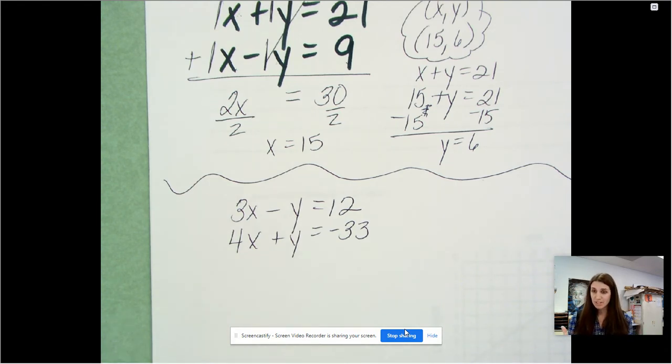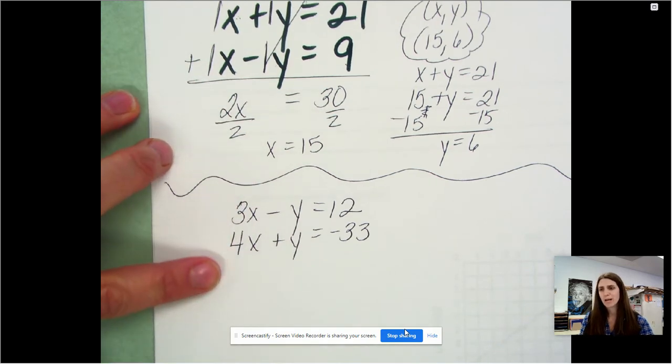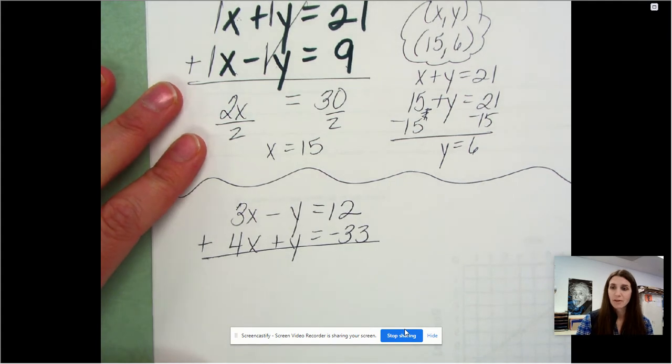Again, we're looking for opposites. Sometimes the opposites will be the x's, sometimes they'll be the y's. It doesn't really matter. We just want to have those opposites so we can eliminate. Again, I'm seeing that the y's are the opposites. The 3x and 4x are not opposites. So we'll put in our big fat bar and we'll add those together.